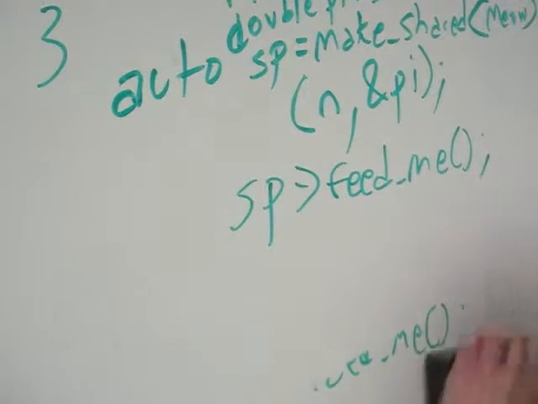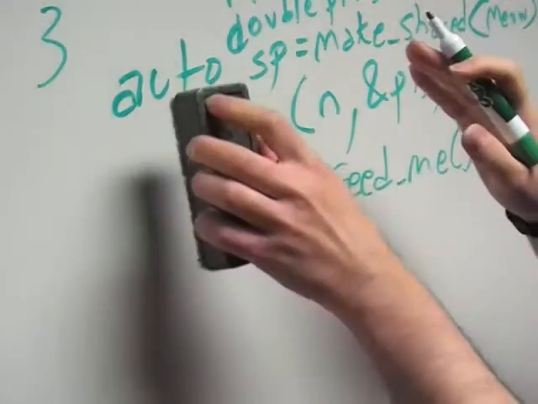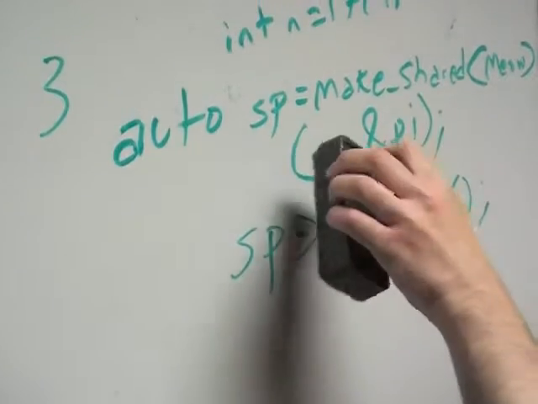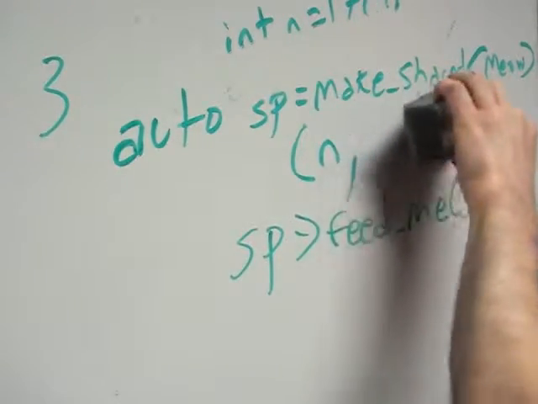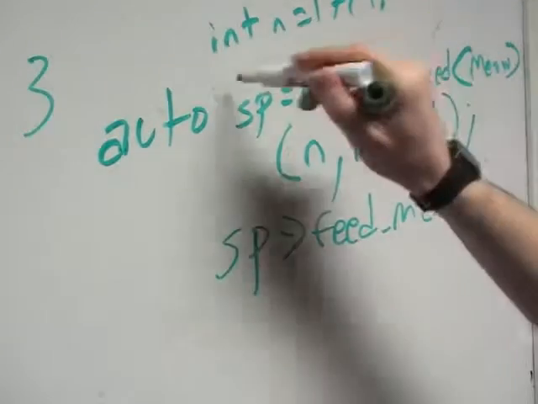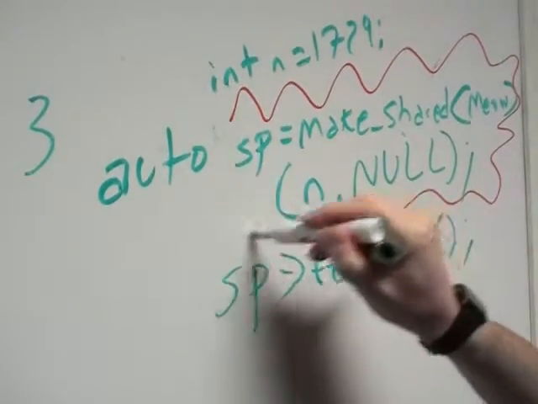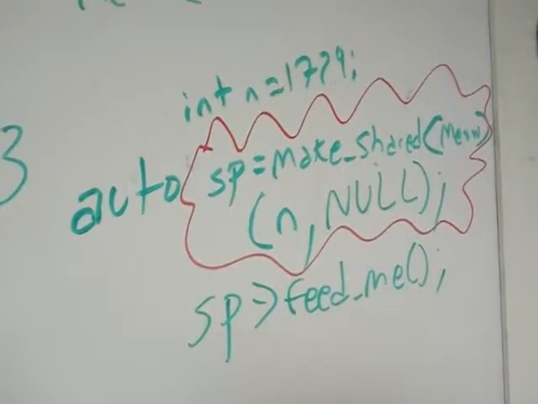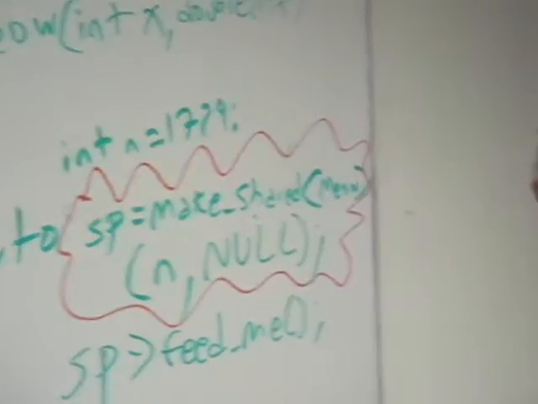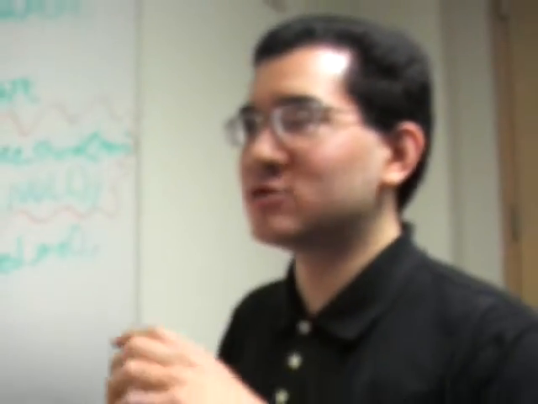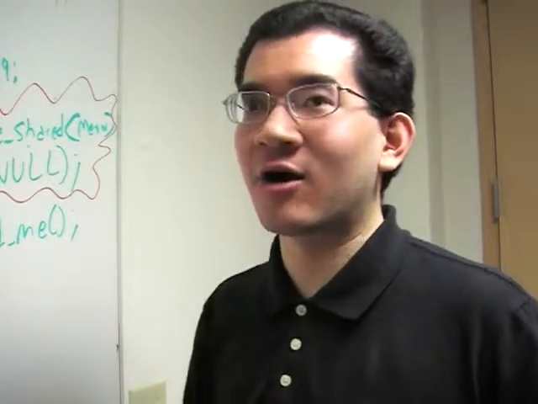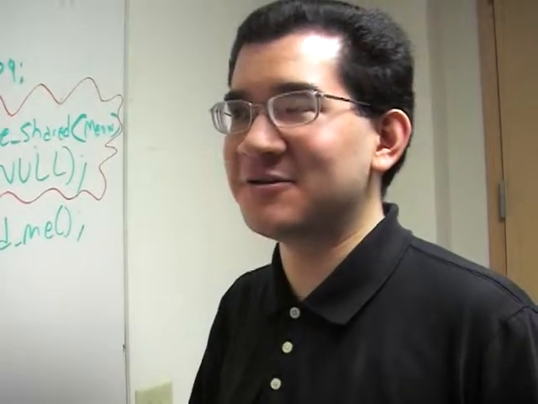Now imagine that I try to do the same thing with make shared. I say, as before, auto, and this time I don't have pi. I say auto sp is make shared meow n, and then here I try to say null. The world explodes. Oh, you're going to get a terrible compiler error right here. And it's not going to be pretty. It's going to say something deep in the guts of make shared's instantiation. Something like error C1234, I don't know what the number is, cannot convert int to double star. No conversion is possible. Do you mean to use a reinterpret cast here?